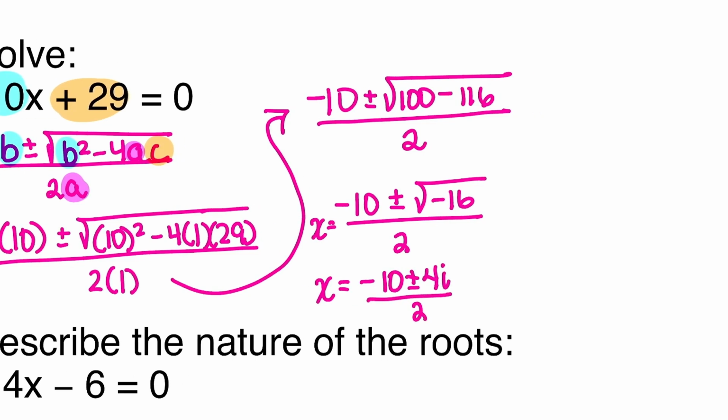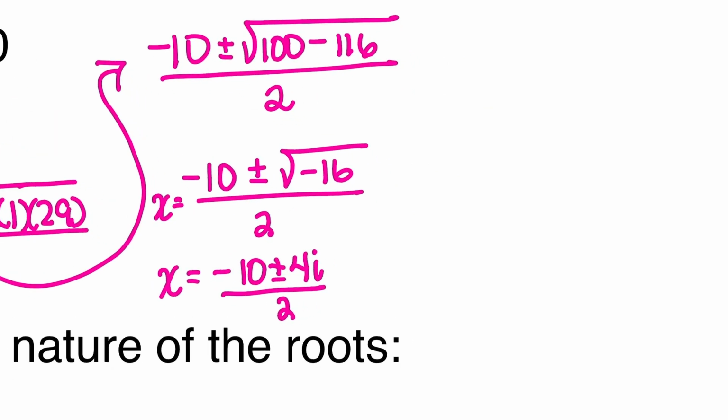So I'll break that down a little bit to make sure that you understand that. This is going to be the square root of negative 1 times the square root of 16. The square root of negative 1 is i, and the square root of 16 is 4. That's how we're getting this value right here.